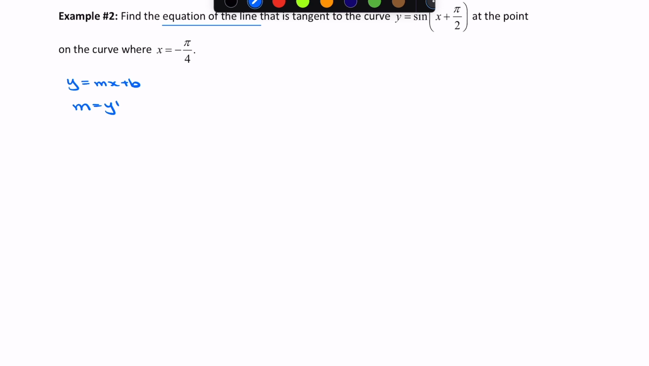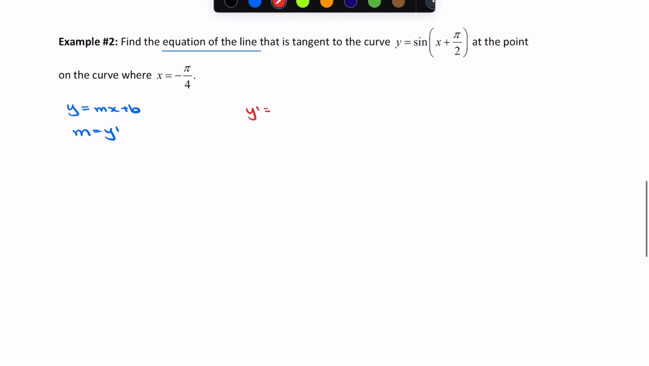So the first thing we want to do here, again, we want to find the corresponding point for y for negative pi over 4. So here, if we find our derivative, we have y prime is equal to cos of x plus pi over 2 times the derivative inside, which is just 1. Here we know that our slope is equal to y prime, and we know that that's when x is equal to negative pi over 4.